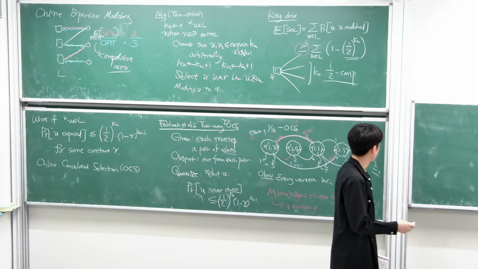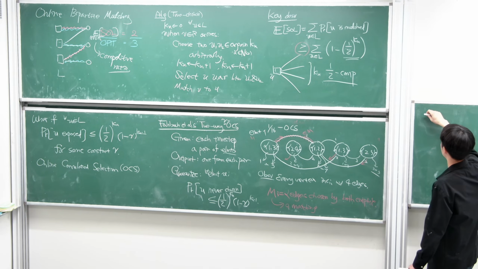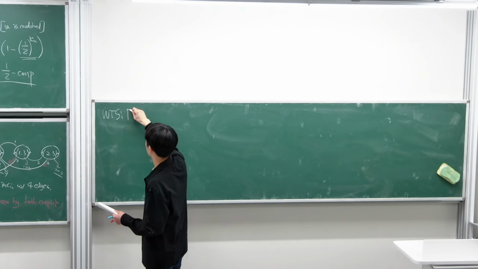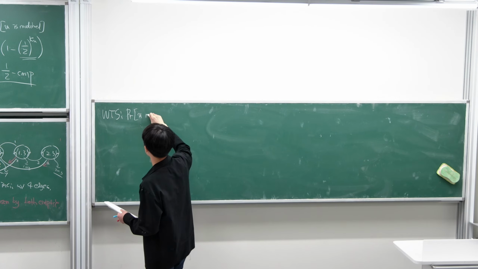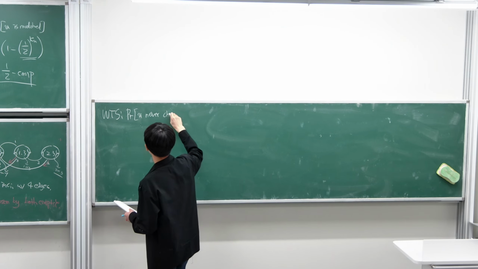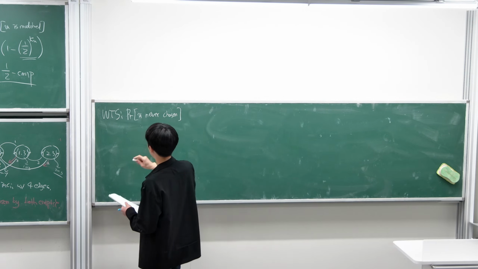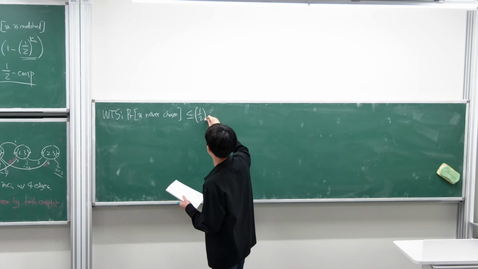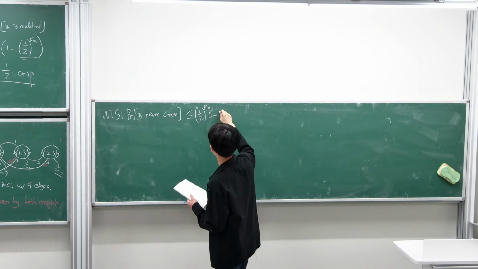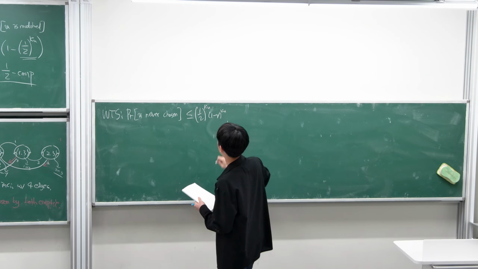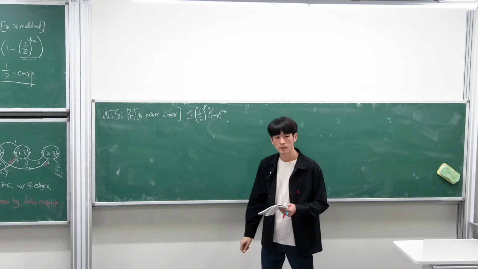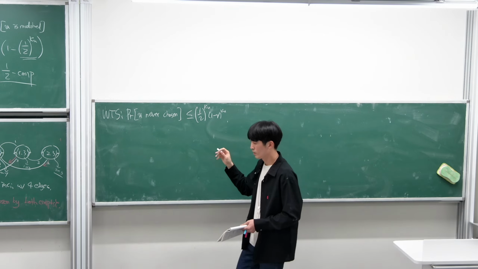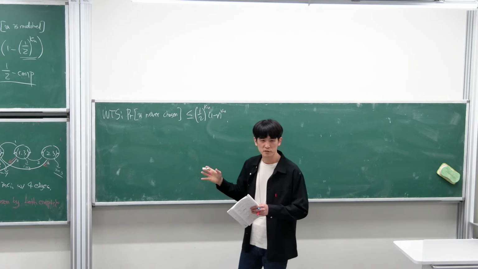Okay, so as I mentioned earlier, what we want to show is that the probability that U is never chosen is bounded from above by this. And let me give a very unrigorous proof sketch for it.